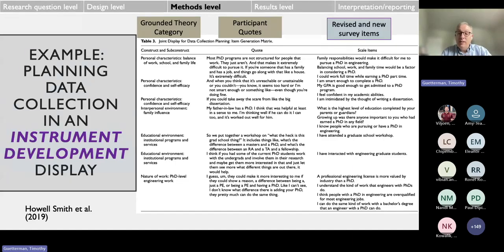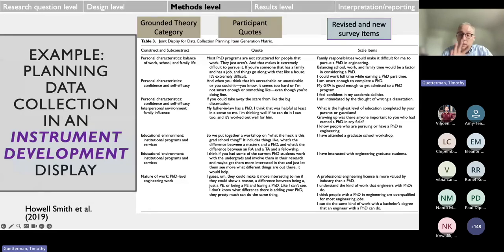And she was really addressing this critical issue that there were a lack of individuals, as I understand, who were going into academia to teach future engineers. So this was an exploratory sequential study. She started with a qualitative grounded theory phase and then used that to develop an instrument in order to test that theory in a few different ways.